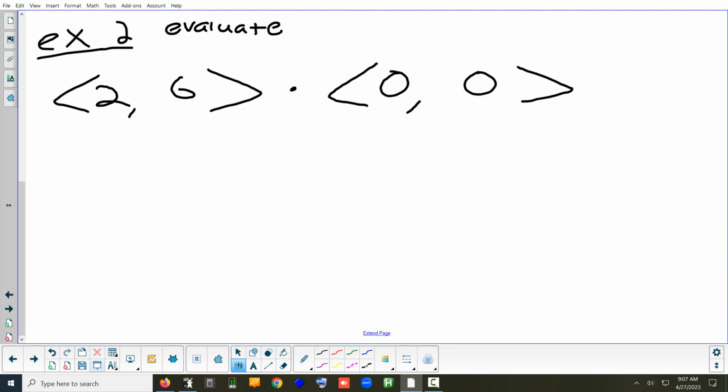Alright, let's try this one. Written a little bit differently, it's not with the i and j notation, it's just the other notation. The vector 2, 6, dotted with the vector 0, 0. What do I get when I find the dot product between those two vectors?